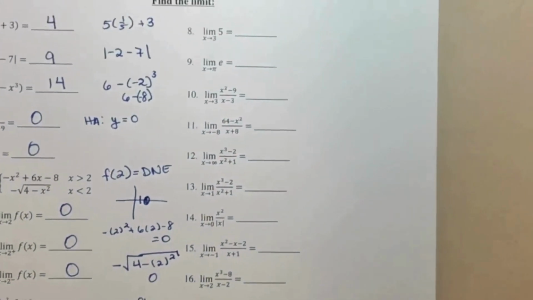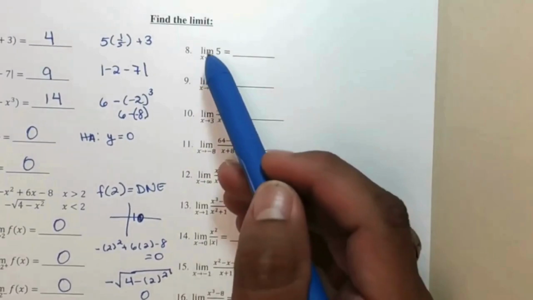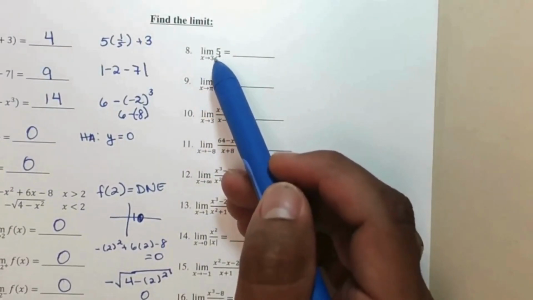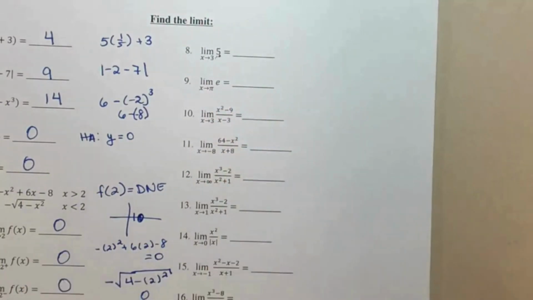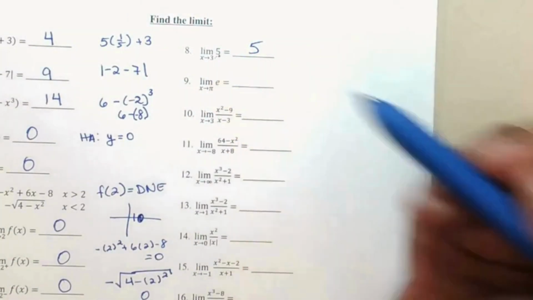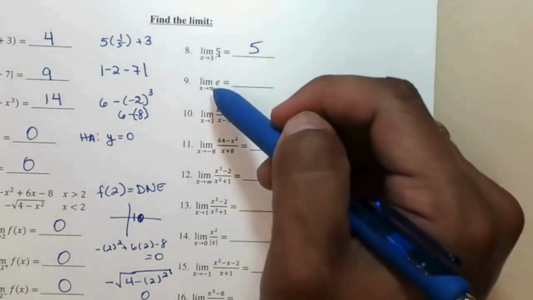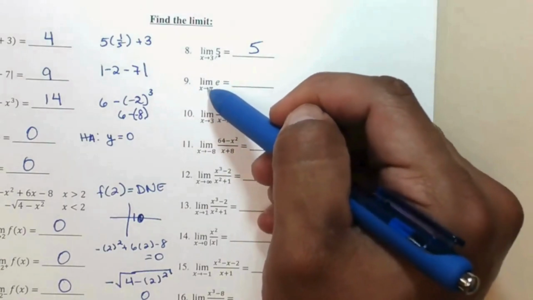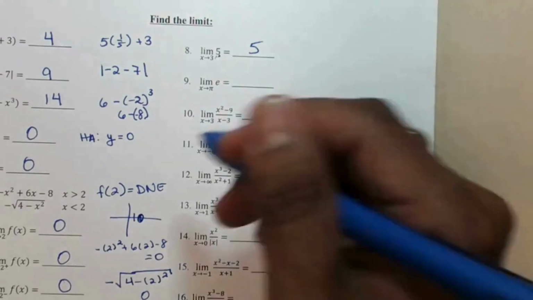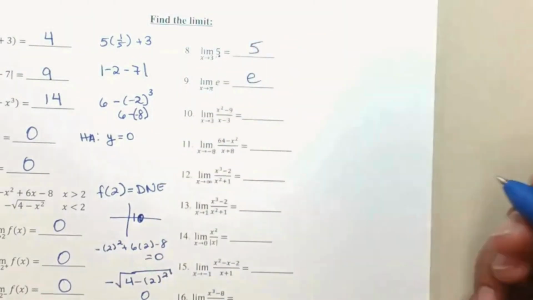All right, so let's talk about some more functions. Limit as x approaches 3 of 5. Well, that function is just a horizontal line where y always equals 5. So if x approaches 3, it's still always going to equal 5. There's no value of x to actually substitute in. Same thing happens here. As x approaches pi of e, well, e is a number, it's a constant. There's no x to plug into, so it's always just e.